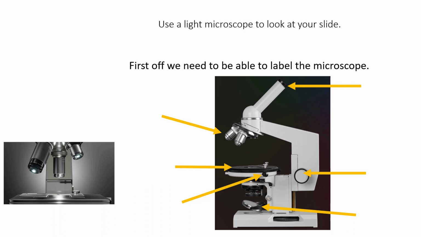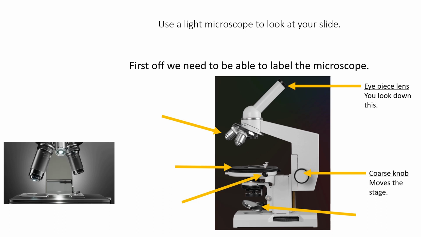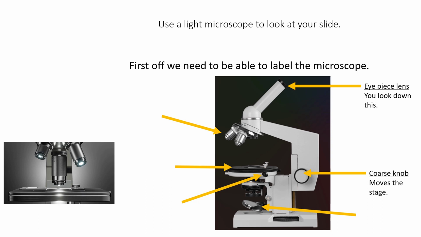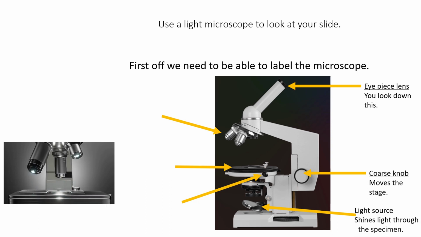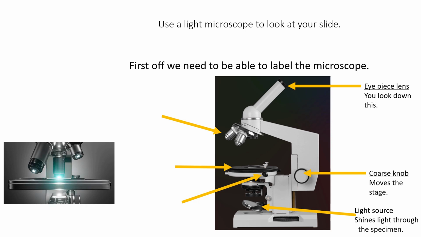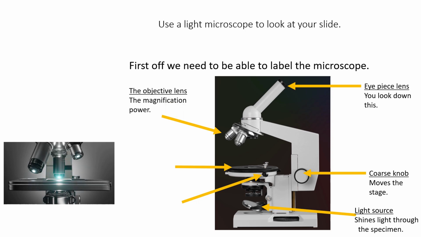Now let's find out how we use a light microscope to look at our slide. First off, we need to be able to label the light microscope. And at the start we have here the eyepiece lens. This is what you look down. Then the coarse knob, which will move the stage up and down, as you can see in this animation. You'll also see the light source on the animation. The light source shines through the cells and enables us to see the structures.